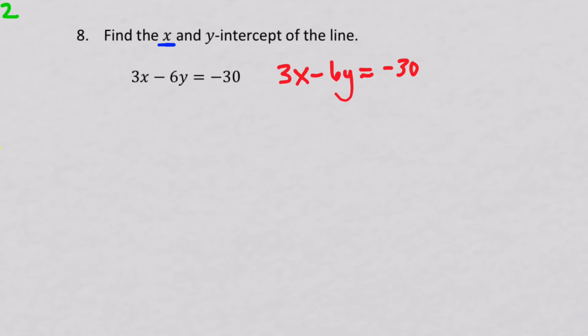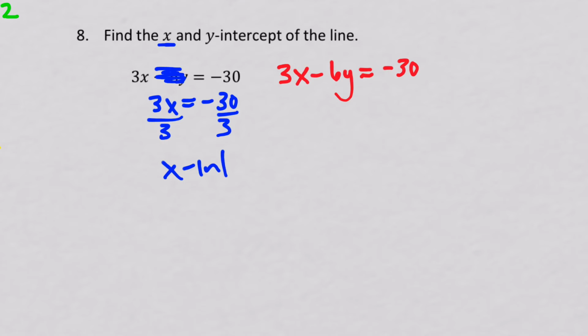So if I do that in the very beginning, it's like doing this. I just make it go away. So if I'm looking for x, I'm going to get rid of the y term. And then I'm going to solve the resulting equation. So in this case, all I have left is 3x equals negative 30. So I can solve that by dividing by 3 and find that the x-intercept equals negative 10.